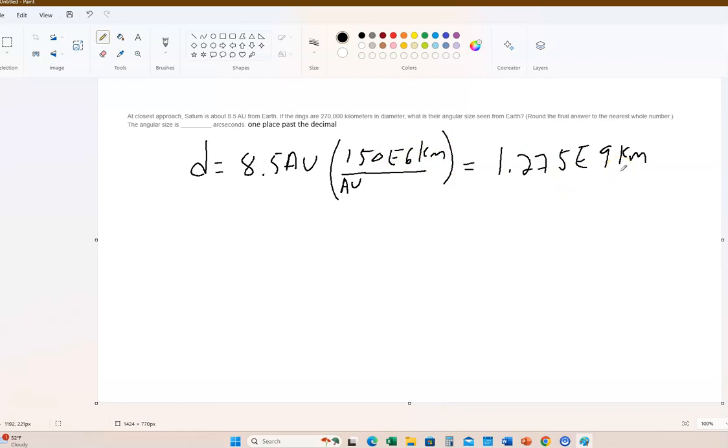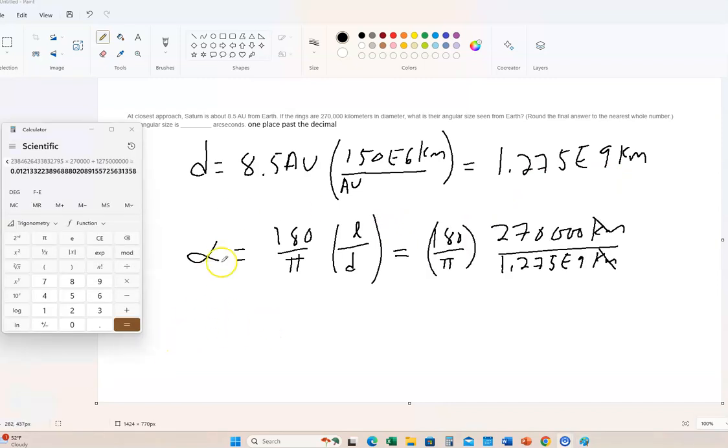The equation is alpha, remember, this is going to be in degrees, equal to 180 over pi, times the size of the object divided by the distance to the object. This is what we're going to use for the distance. Let me pause this. I've written the equation: alpha is equal to 180 over pi, the actual size of the object divided by the distance to the object. These are the numbers right here, and I plugged it all into my calculator.